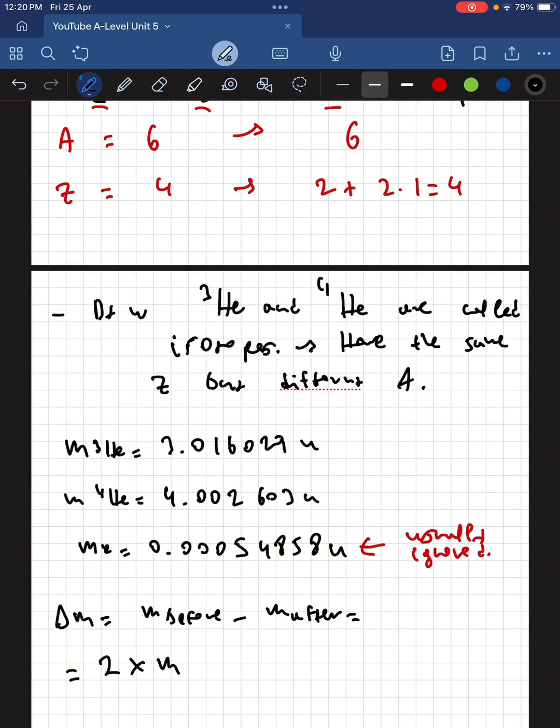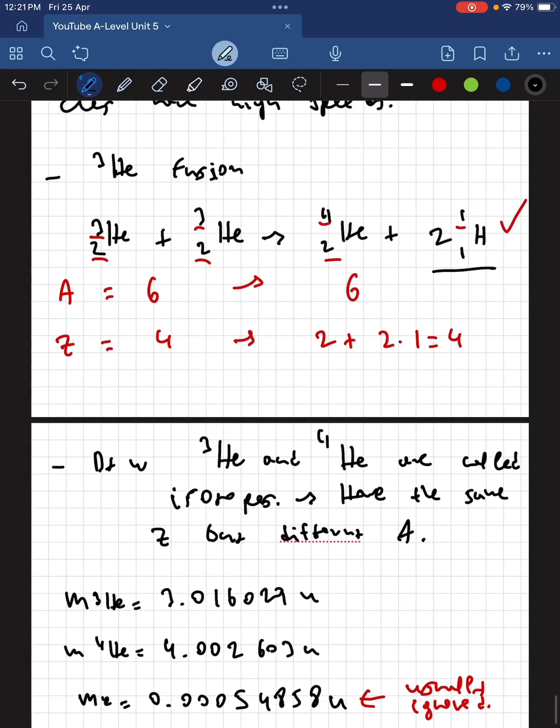We have 2 times the mass of helium-3 minus the mass after. We have a helium-4 nucleus plus, minus, because this is still the mass after, right? So minus 2 times the mass of the proton plus 2 times the mass of the electron. Why do I include the mass of the electron? Because that's 2 times the mass of hydrogen-1, okay?